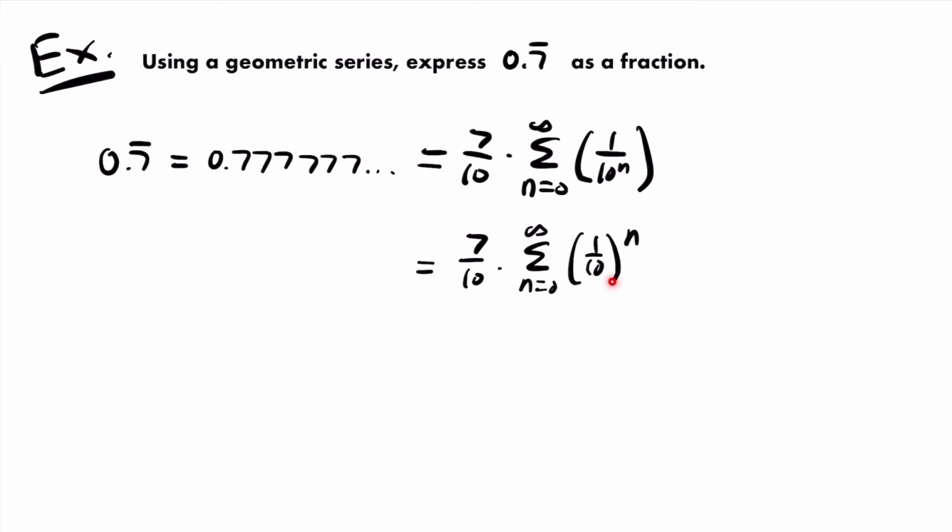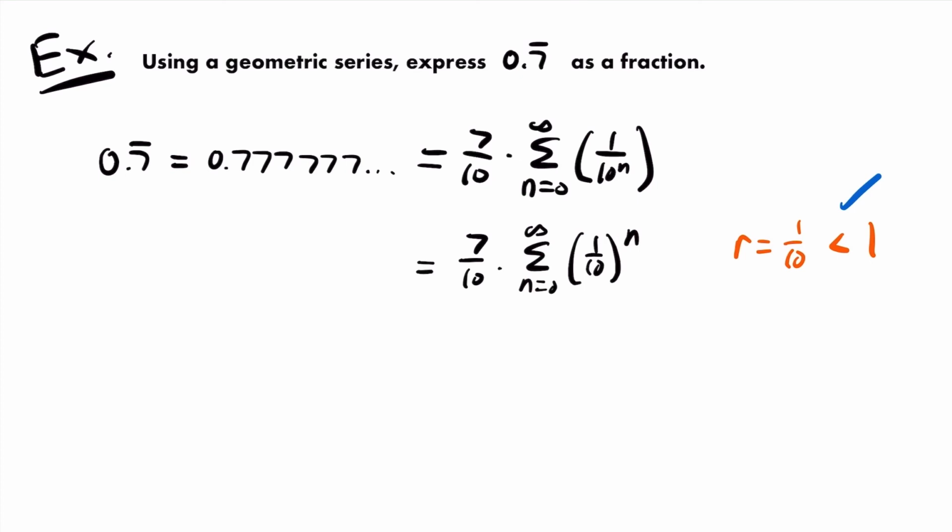And so now we have a geometric series that we can determine the convergence of. And so note that the common ratio, or the value being raised to a power of n, is 1/10, right? r is equal to 1/10. The absolute value of r would still be 1/10, and 1/10 is less than 1, and so we know that this geometric series will converge. And so we can calculate the sum of that series by using the formula of a divided by 1 minus r.